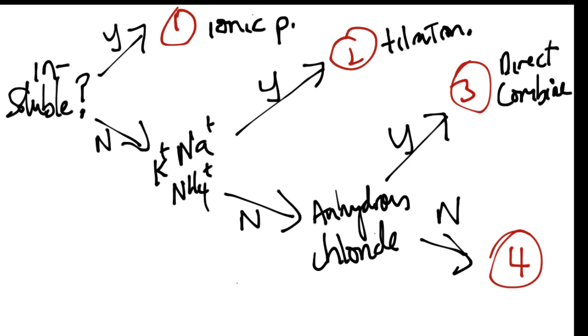Other than that, use a reactive metal and an insoluble base or insoluble carbonate reacting with an acid. Okay, so let's look at what direct combination is. Let's look at all the preparations very quickly. Ionic precipitation.